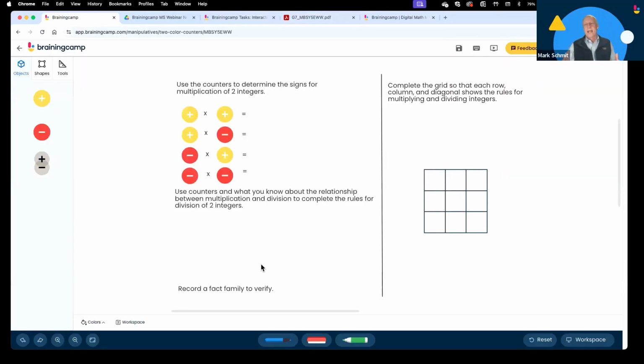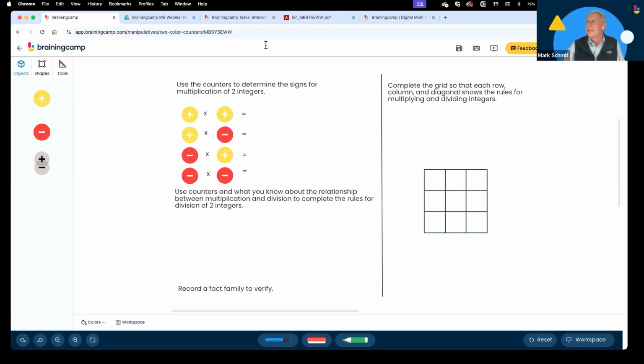And now we've got a quick task on, hey, let's use the counters, let's review the results for multiplying, and then use that to complete this grid using the two color counters. Using the two color counters to complete that grid to show the rules for multiplication and division of integers.